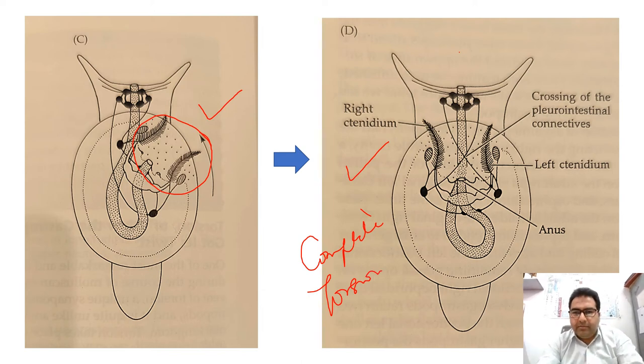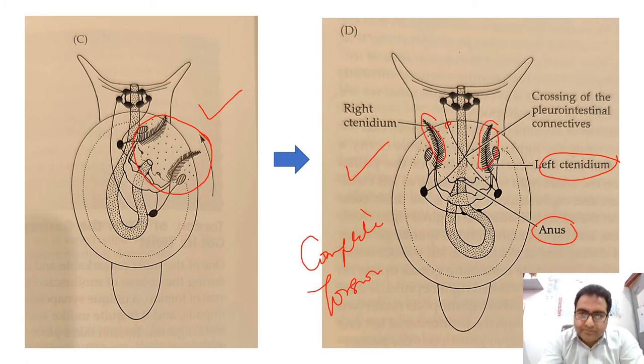Now again, let me tell you what happened here. The anus, which was on the posterior side, came to the forward side. Ctenidia, which were present on the back or posterior side, came to the anterior side. And you have to keep in mind that the ctenidium which was on the left side is now on the right side of the adult. And the left osteria, which was on the left side of the larva, came onto the right side of the adult. Now this is the difference.